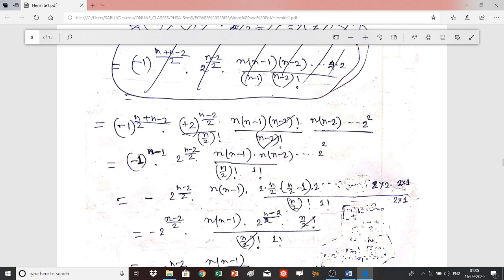I write here another term 2 into 1. So in the denominator 2 into 1 should be there. And here you can write this n by 2 factorial, and from here 1 factorial in this fashion. So this will give you minus 2 to the power, or you can leave it as minus 1 to the power n minus 1. Okay, then 2 to the power n minus 2 by 2, n into n minus 1, then 2.